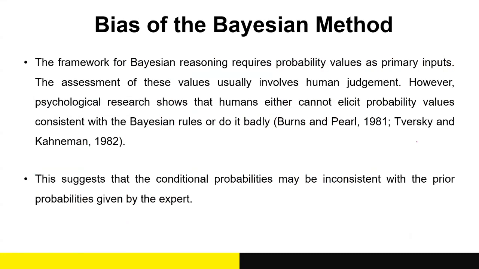Bias of the Bayesian method. The framework for Bayesian reasoning requires probability values as primary inputs. The assessment of these values usually involves human judgment. However, psychological research shows that humans either cannot elicit probability values consistent with the Bayesian rules or do it badly (Burns and Pearl, 1981; Tversky and Kahneman, 1982). This suggests that the conditional probabilities may be inconsistent with the prior probabilities given by the expert.